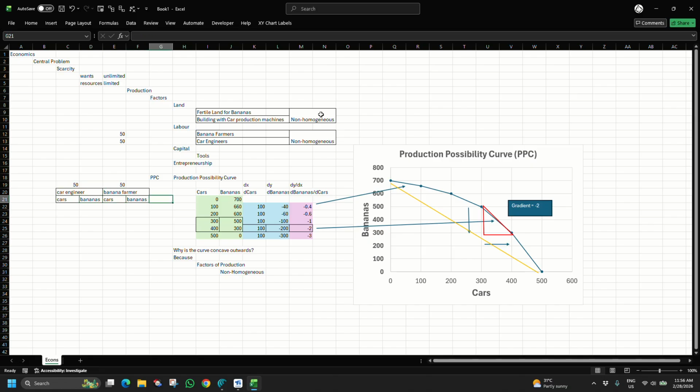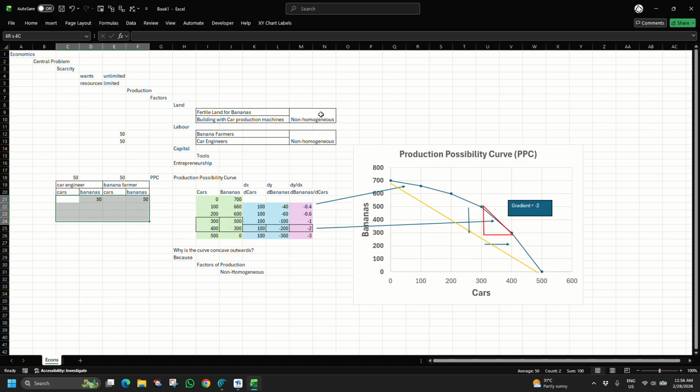Then here you are making, for example, 700 bananas. So you put all your guys, which is your 50 car engineers, to make bananas, and your 50 banana farmers also to make bananas.